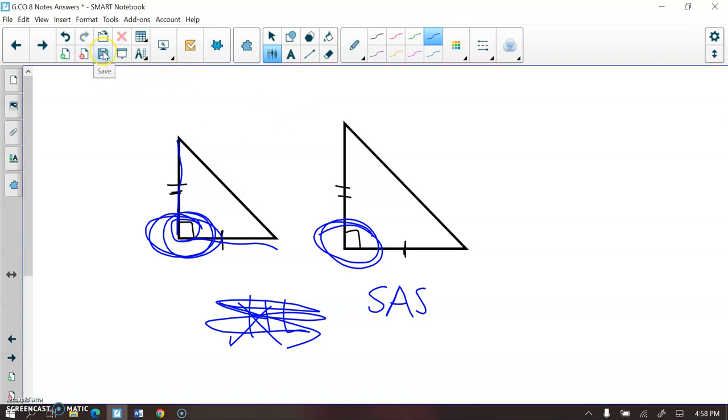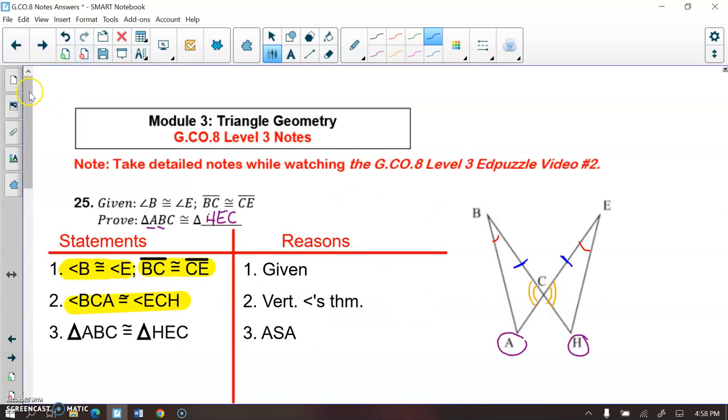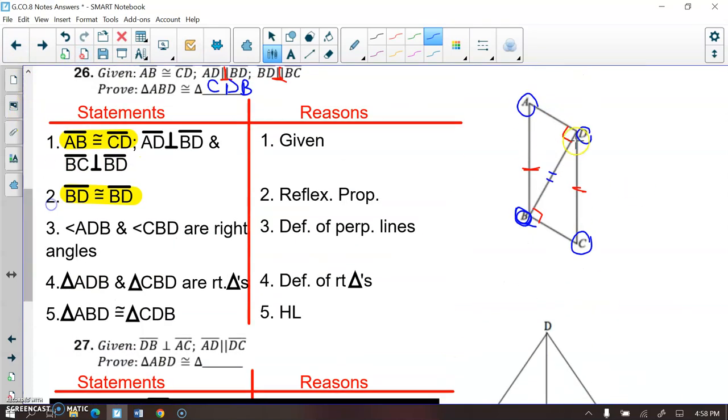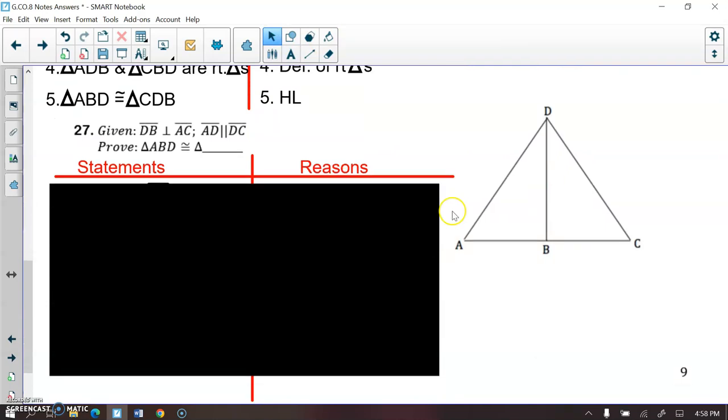So there's times where you don't use HL. This would be a situation where you don't. The only time you will use HL is if we are dealing with the hypotenuses and the legs on a right triangle. All right, moving on to our last one.